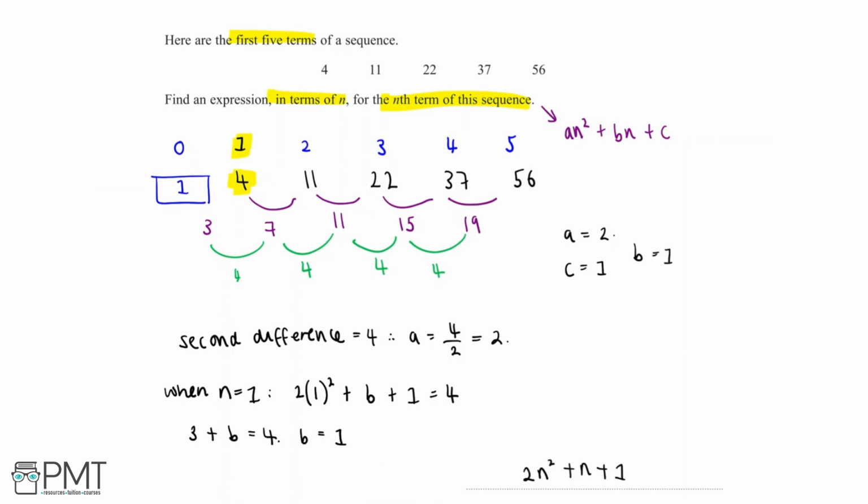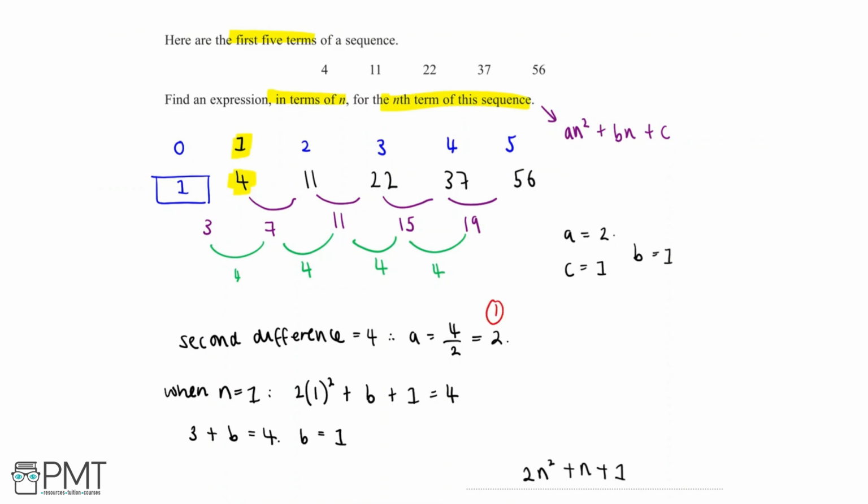Now this question is worth 3 marks, so let's take a look at where these marks are allocated. Now the first mark is for a correct start to a method to find the nth term. And so we started this by finding the second difference of 4 and dividing this value by 2 in order to find the coefficient of n squared. And so we said that the value of a is equal to 2.